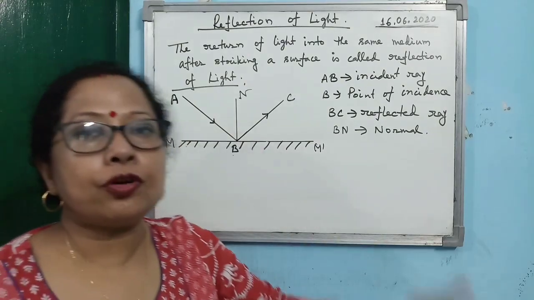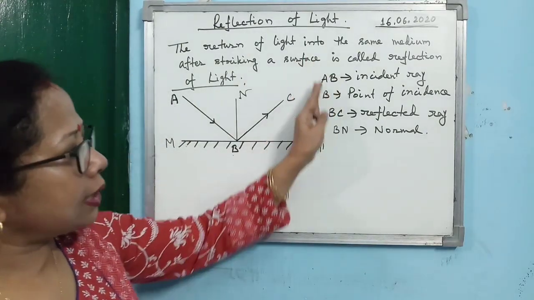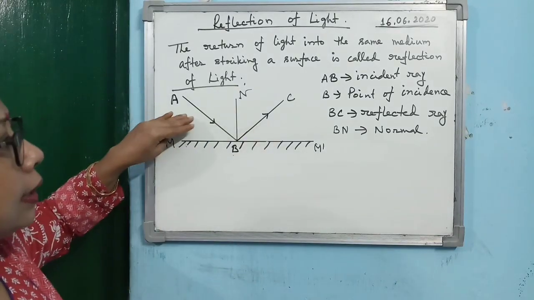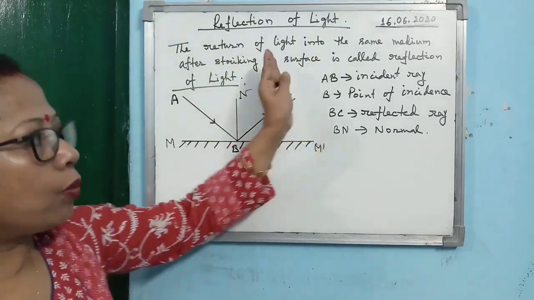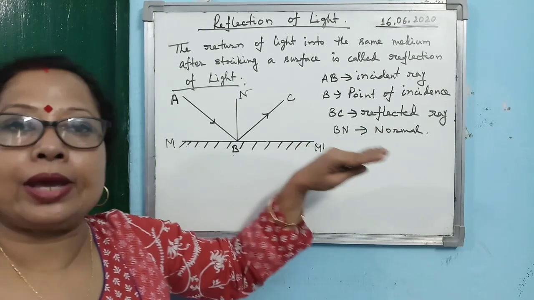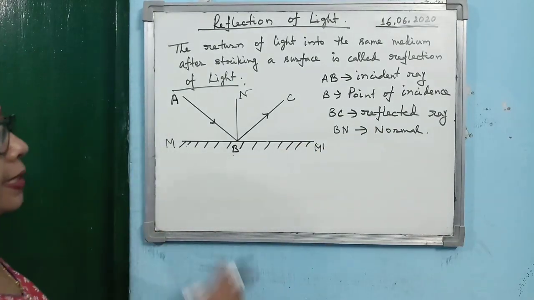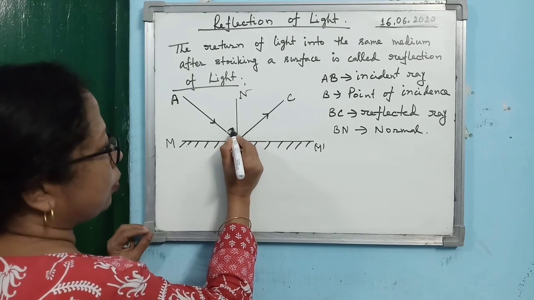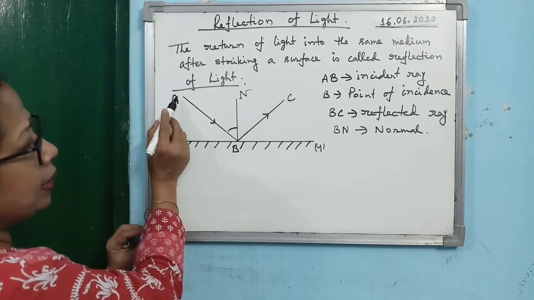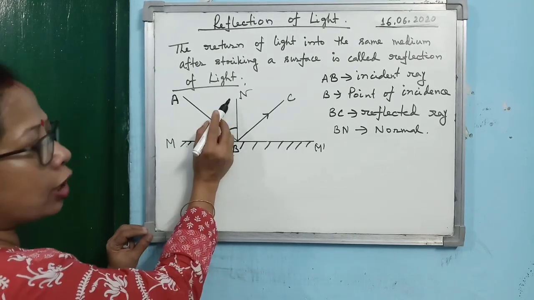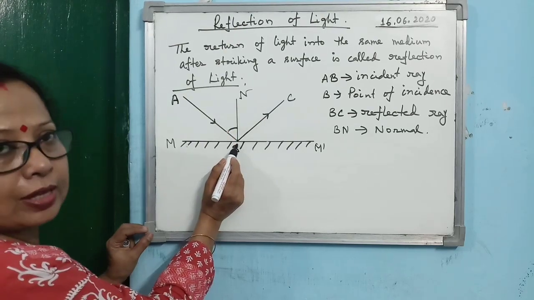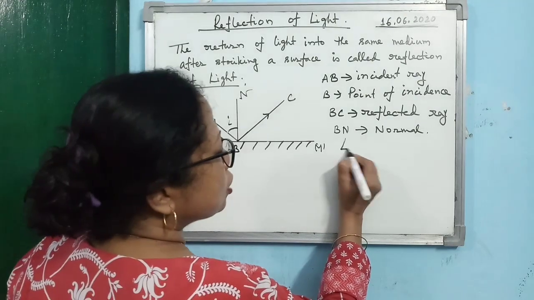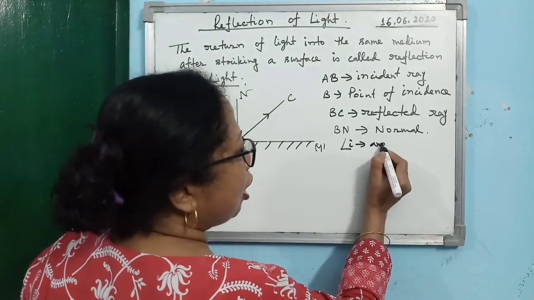Now you don't have to write the definitions of all the things I have said. You don't have to write that. Only you draw the diagram and write down what they are representing, the way I have done. Then the next term associated is the angle between the incident ray and normal at the point of incidence is known as angle of incidence. So i is angle of incidence.